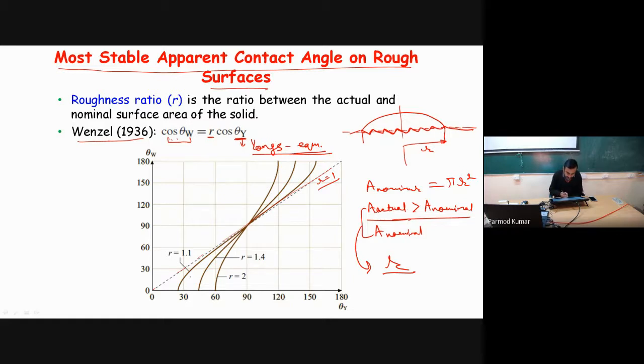However, when this ratio is other than 1, then for hydrophilic surfaces having theta less than 90 degree, the most stable apparent angle is less in comparison to Young's angle, and it will appear larger in comparison to Young's angle for theta greater than 90 degree. Okay, is this point clear? So the idea is, if we have to characterize the contact angle on a rough surface, we just have to multiply by the roughness ratio factor in order to find the most stable apparent contact angle.